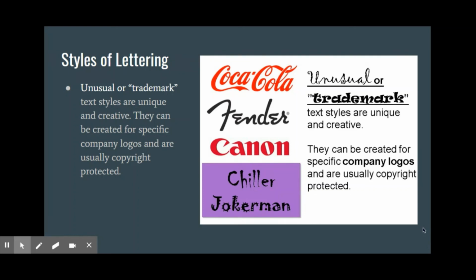Then we have trademarks. The actual term for this is logotype, and that is because the logo for the company is created with type. So Coca-Cola, Fender, Canon, I said Nike earlier, even though they have their little swoosh, but Nike is what's printed on their shoes and their apparel when they're not using the swoosh. So these are logotypes. They're text designed specifically for the company to represent the company.